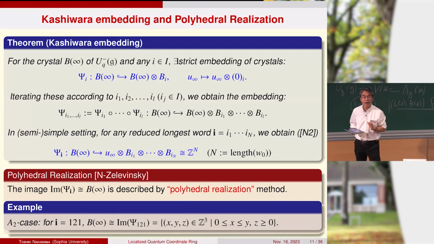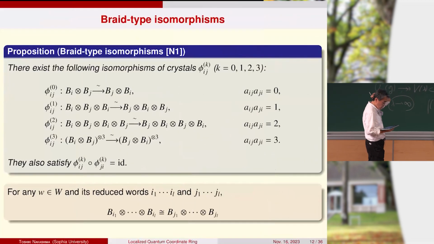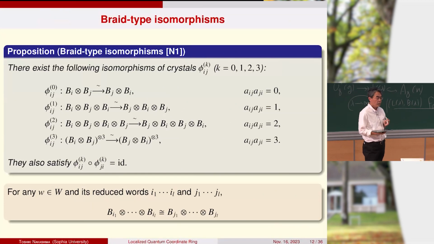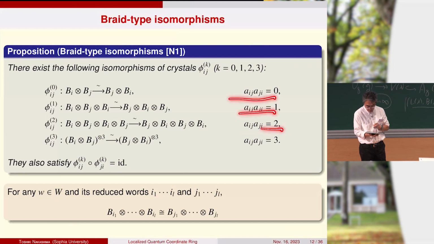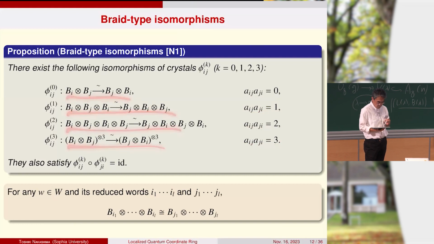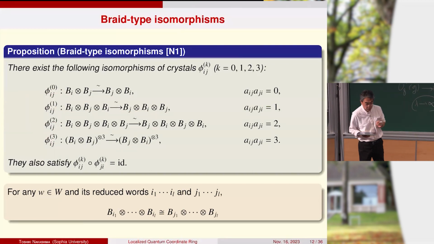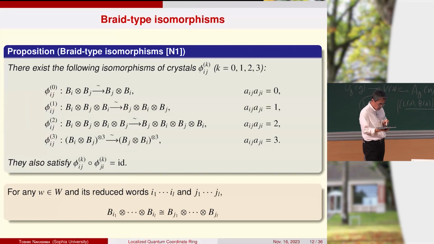Tomorrow maybe Yuki Kanakubo will explain this one, I hope. Okay, and then these crystals have good properties, such as the following type of isomorphism. For example, if the Cartan data is 1, 2, 3, 4 like this, then there exist the following isomorphisms: 2, 3, 4, 6. So this says that if we take a Weyl group element W and take two reduced expressions of W, then these crystals are always isomorphic to each other.